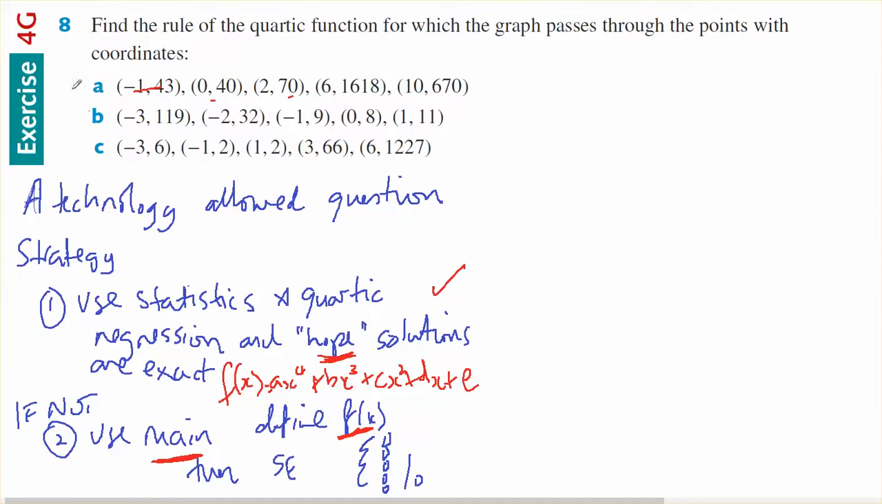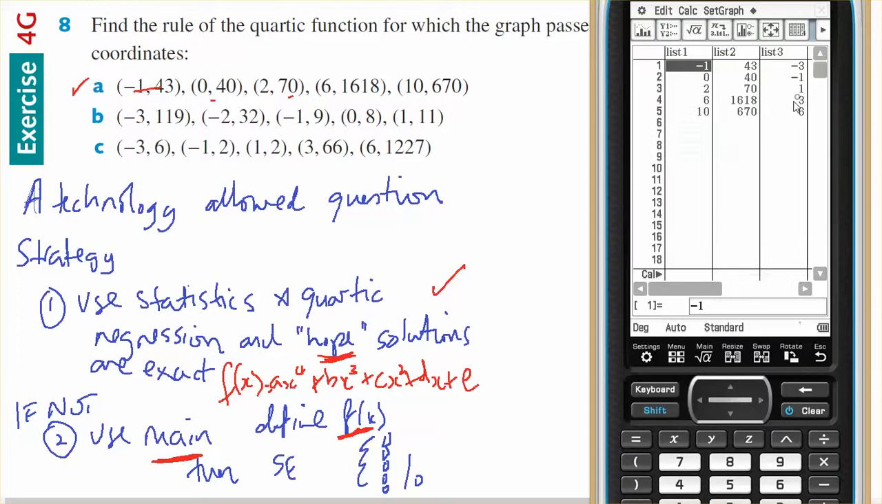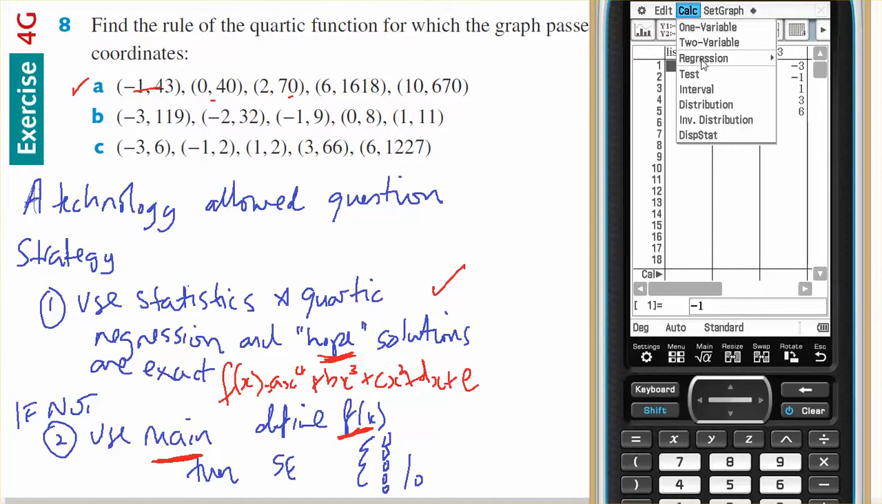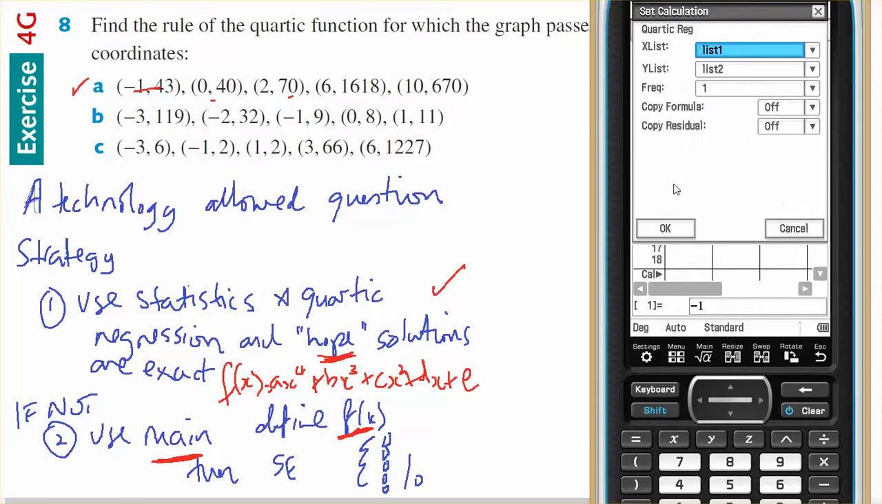Okay, so I'm going to do 8a first. So I'm going to go to Statistics. I've already loaded these numbers in. In list 1 I've got the x values, -1, 0, 2, 6 and 10. And in list 2 I've got the y values, 43, 40, 70, 1618 and 670. So now I go Calc, Regression, Quartic. Yes, I have my x's in list 1 and my y's in list 2.